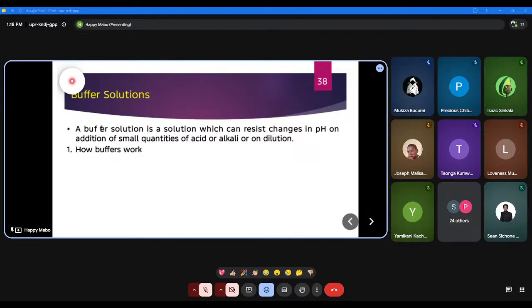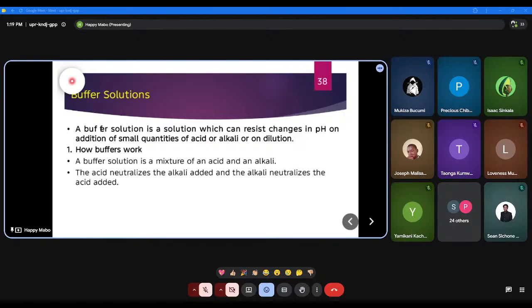A buffer is going to work as follows. A buffer solution is a mixture of an acid and an alkali. So the composition of a buffer should be that you have an acid and an alkali. I'm sure many of you are asking, well, a solution of an acid and an alkali, how is this possible? Because we know that when we mix acids and bases, they are going to react to form a salt and water. So then how is this possible? We're going to discover how possible this is very soon.